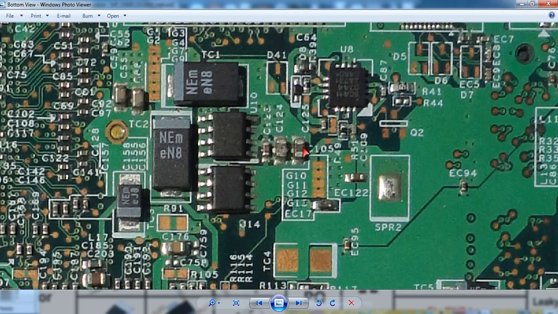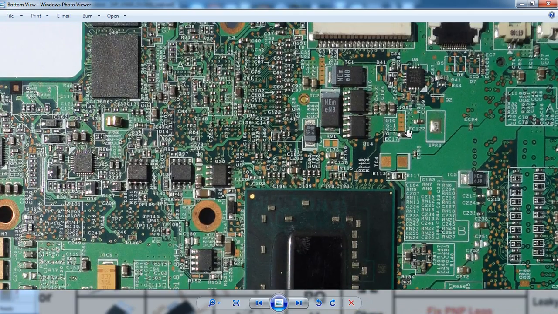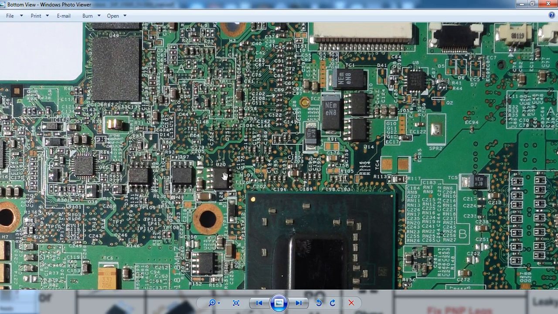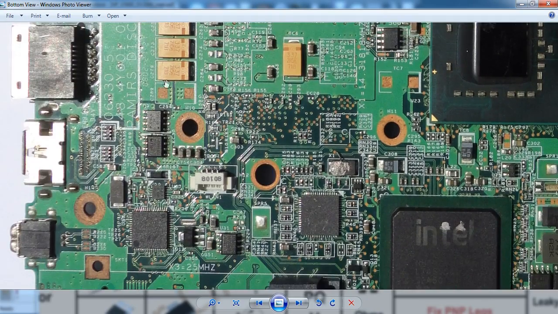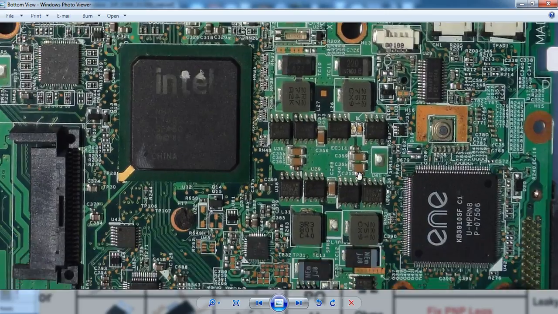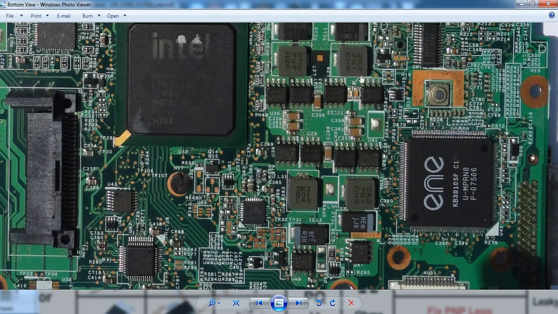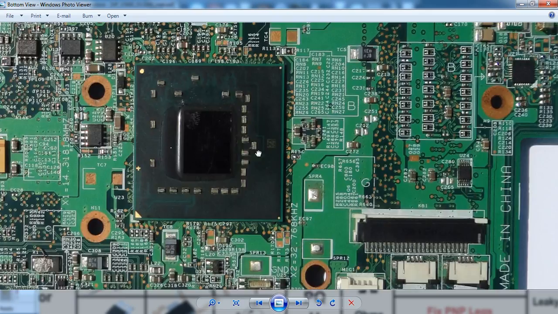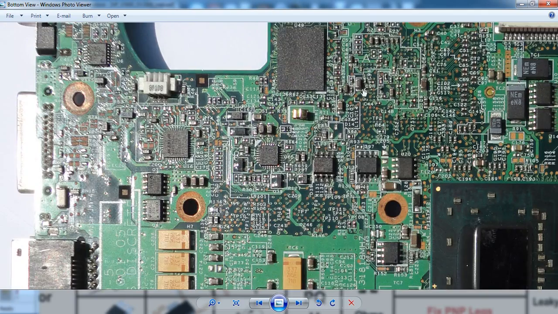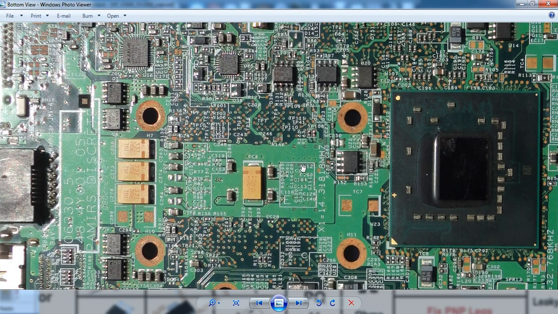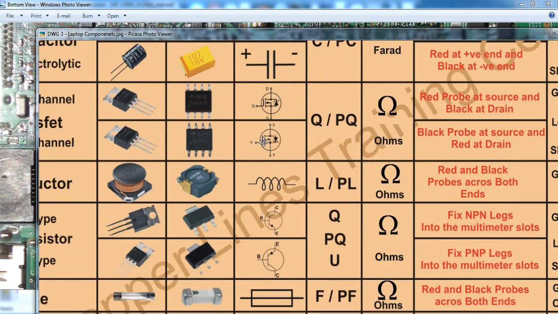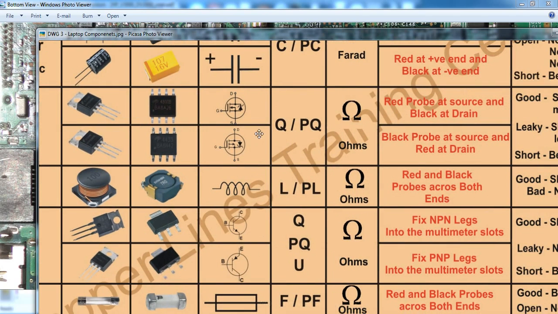If you see the notebook, there are so many components, and so many MOSFETs used on the laptop motherboard. These are all the MOSFETs, and the working concept for the MOSFETs is the same, but there are two types of MOSFETs. One is the N channel and the other is the P channel. So you have to find out whether it is N channel or P channel before replacing the MOSFET. And the MOSFETs are marked Q or PQ.